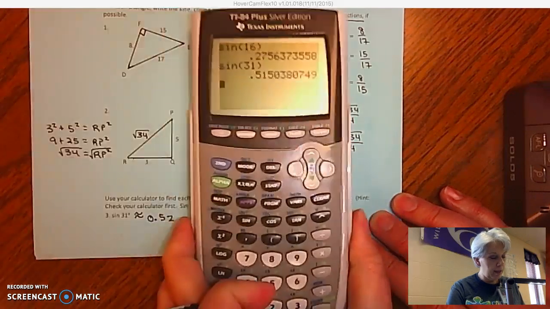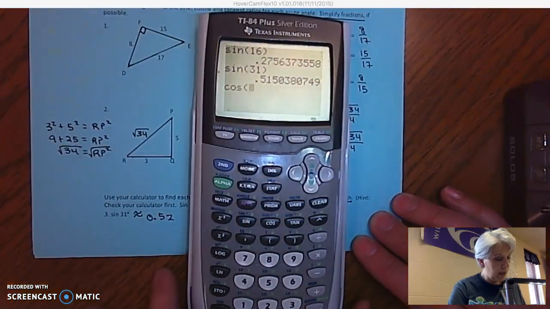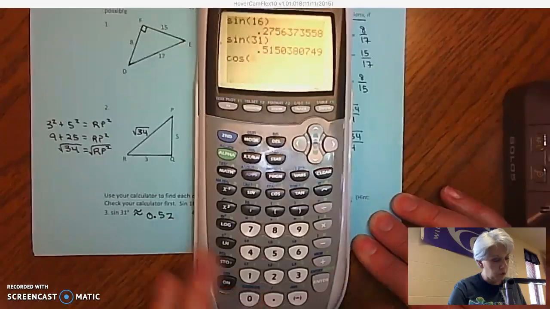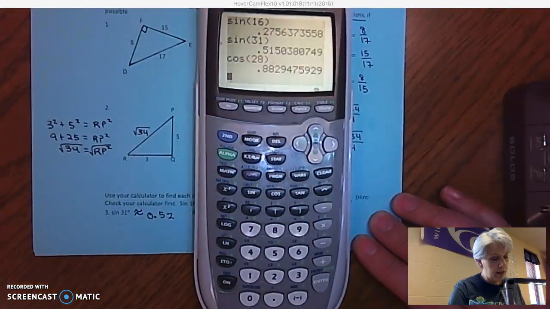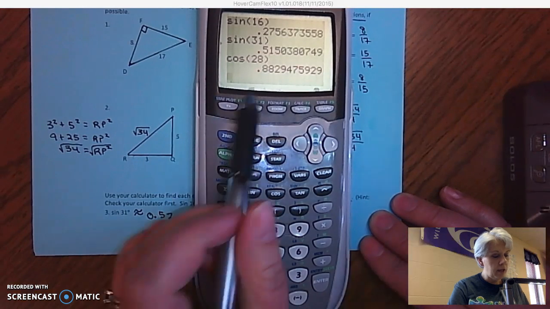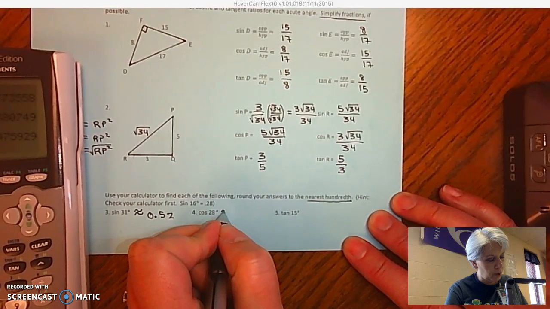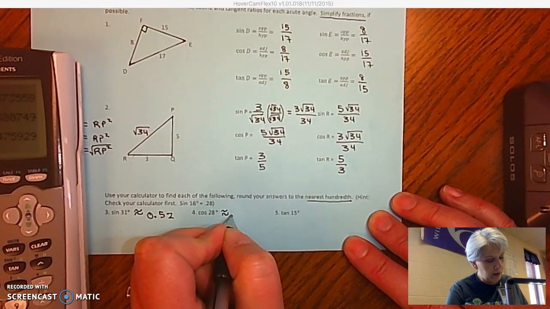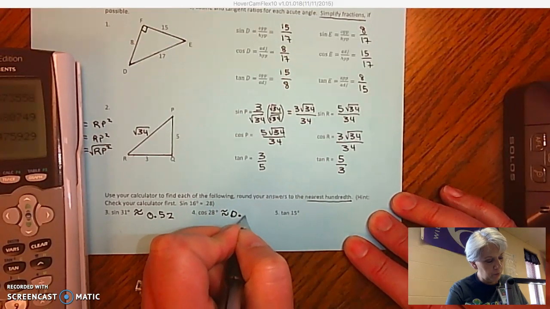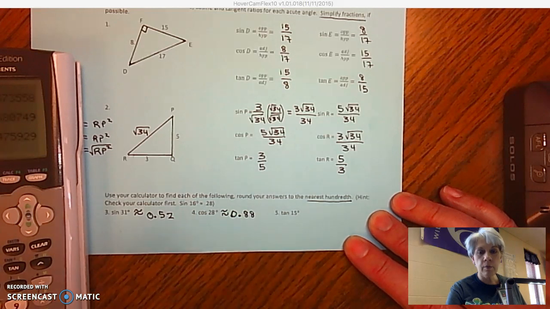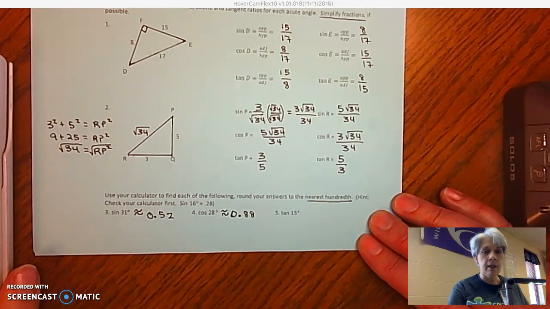Okay, the next one is cosine. And the same thing, we do 28 degrees, and we have 0.88, and you notice it's a 2, so we're just going to leave it as 0.88. So approximately, well, we can put the 0 in there first, and then 0.88. Okay, I'll let you go ahead and finish the last one, and then we'll move on.